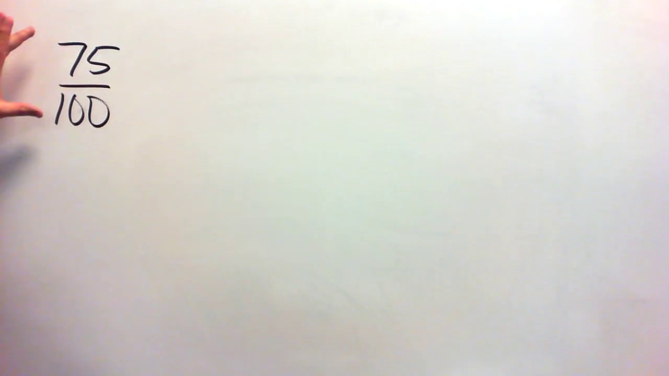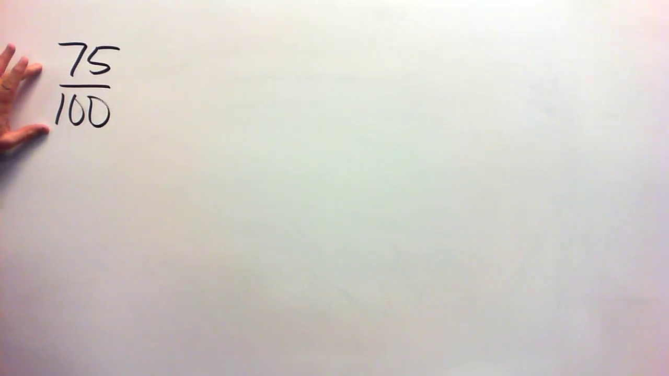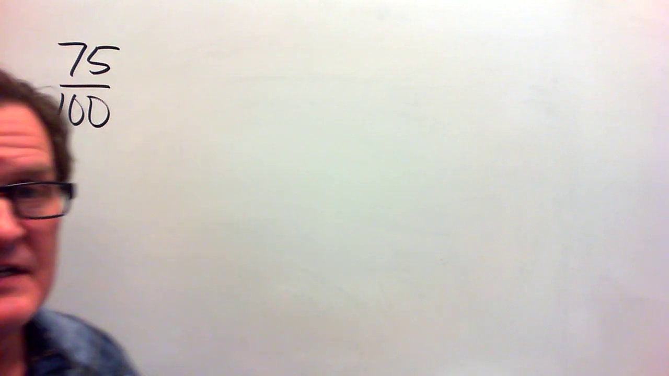Okay, continuing our study of fractions, we're simplifying fractions. We're putting fractions in the simplest form. We have a larger fraction here, 75 out of 100, or 75 100ths. This is not in the simplest form.